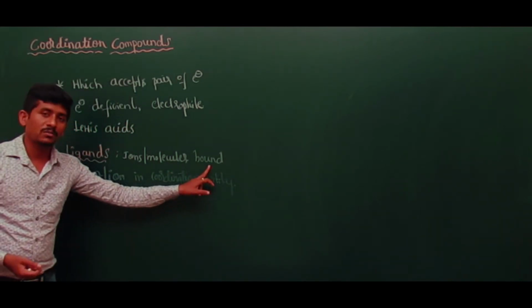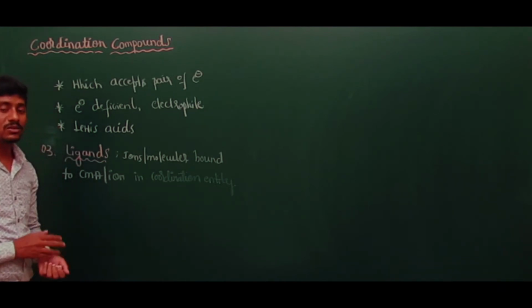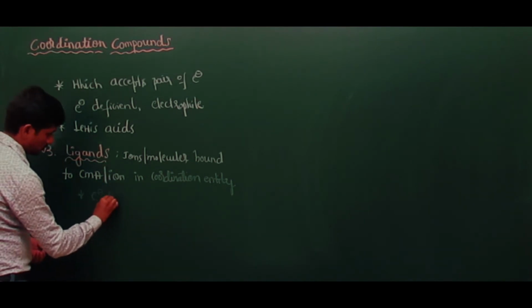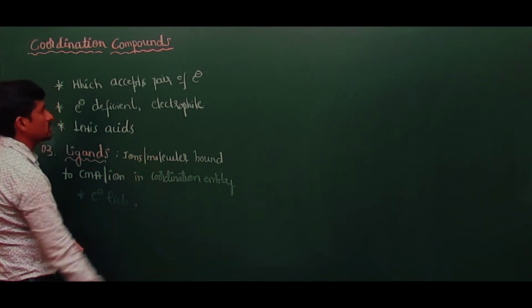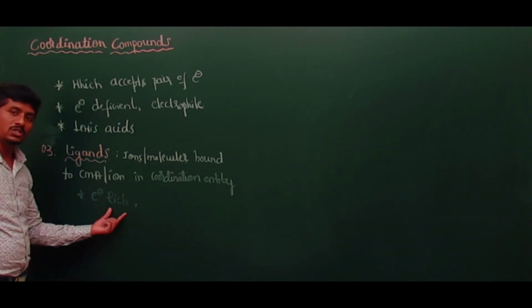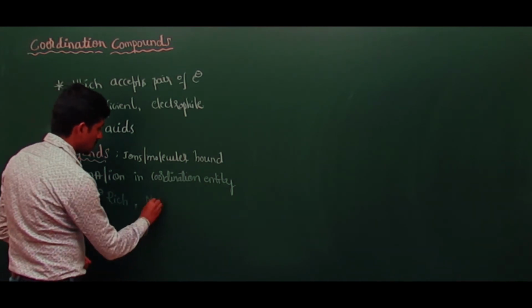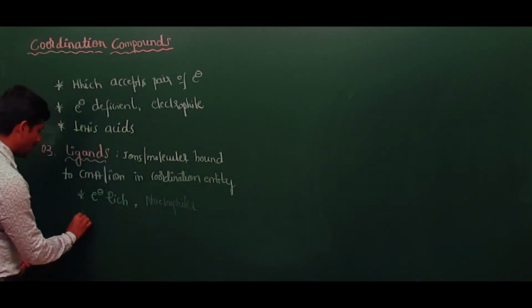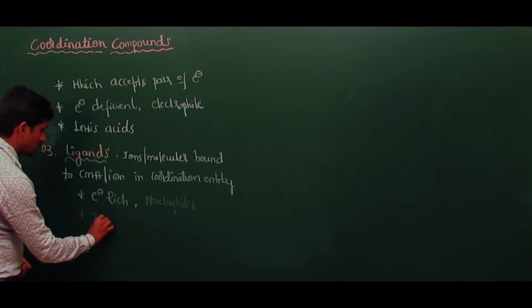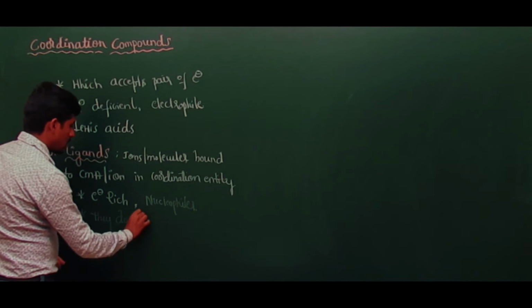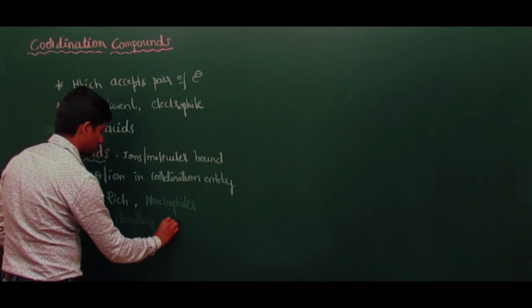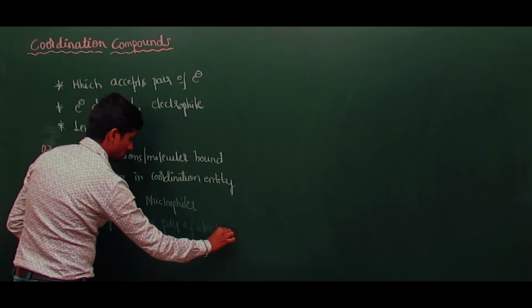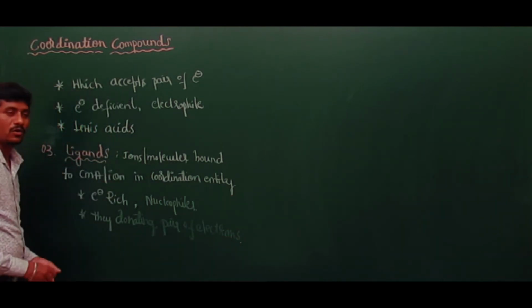So how are they bonding to the central metal atom? They are donating a pair of electrons. Those are electron-rich species. In chemistry, electron rich means they are seeking positive charge, nothing but nucleophiles. They are nucleophiles. Why? Because they are donating a pair of electrons, right?